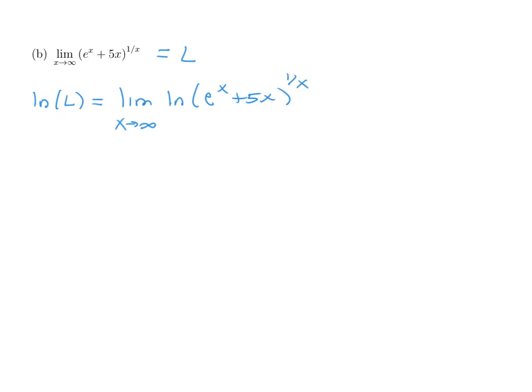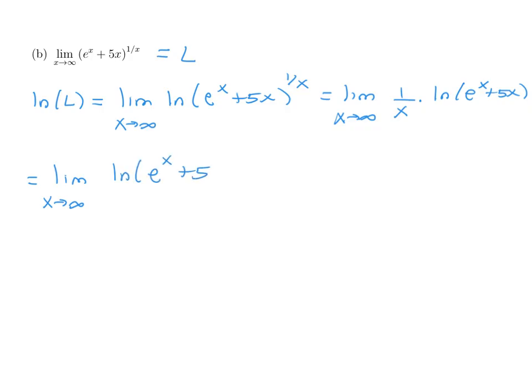So once it's expressed like this, we can take this 1 over x and write it here. So this is the limit as x goes to infinity of 1 over x times the natural log of e to the x plus 5x. And this actually is nice because it sets it up as a fraction for us. I'm going to write this as the limit as x goes to infinity of the natural log of e to the x plus 5x all over x.